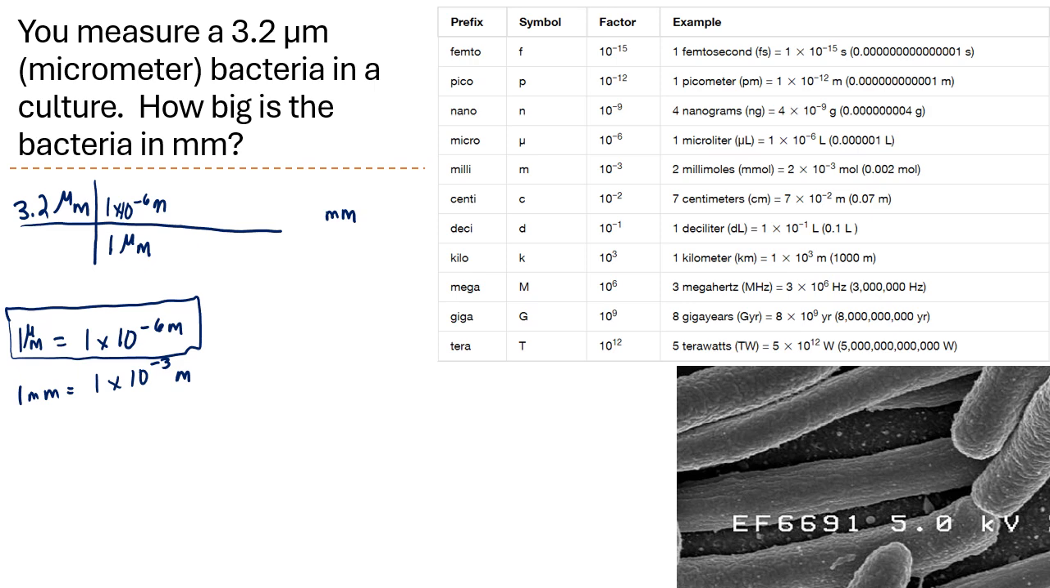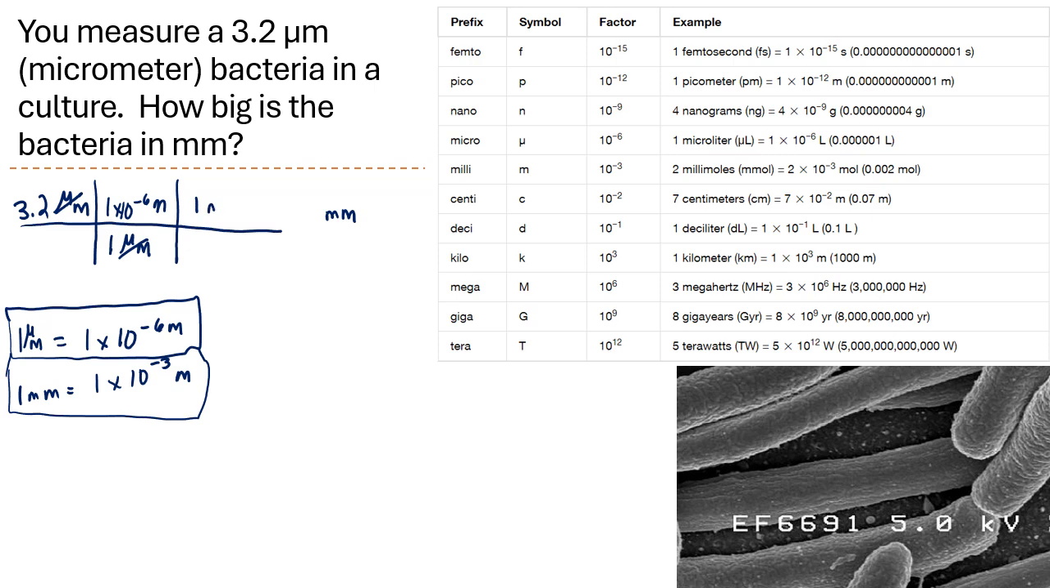If I were to stop there and cancel my units, I would see that I would be canceling out the micrometers, but my answer, if I were to stop there, would be left in meters. So I need to put another relationship in here that will convert from meters to millimeters. That relationship is the second one that I wrote down. 1 millimeter equals 1 times 10 to the minus 3 meters. But I need to arrange that so that the meters are canceled and millimeters are left over.